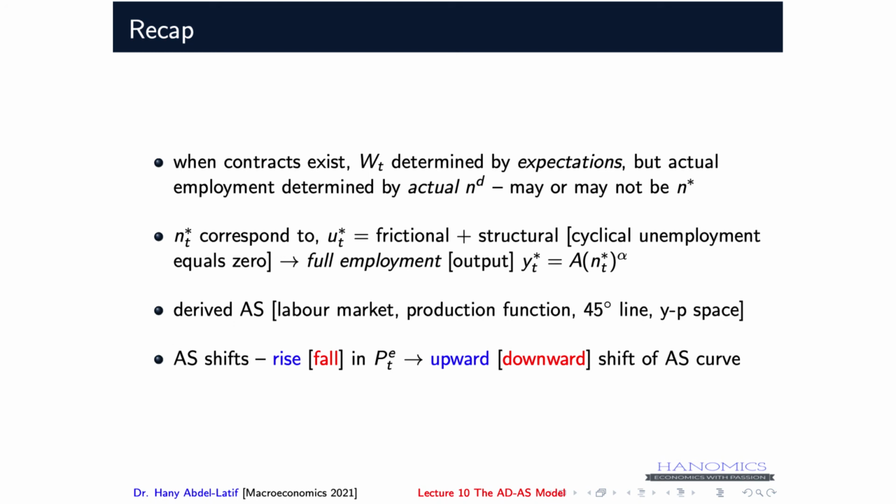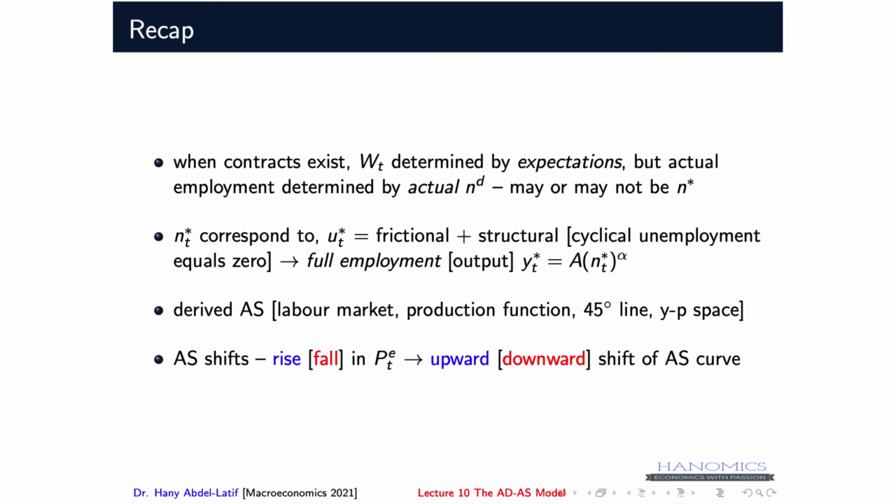So at that point, we'll be at the natural rate of unemployment, and in other words, that will be the full employment output level, or the potential output. We use this to derive the aggregate supply curve. If you remember, we moved from the labor market, we added the production function, and then we had the 45-degree line as a mirror, just to see different combinations of price and output level. And then we saw what shifts the aggregate supply curve.